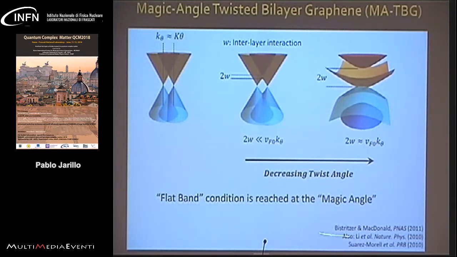Okay, this magic angle term was coined by Bistritzer and MacDonald, and they calculated that the magic angle for the case of bilayer graphene, graphene on top of graphene, would be 1.1 degrees. There was some earlier calculation and also some experiments showing that at this angle, something interesting would happen. Okay? Now, this was sort of a cartoon. Let me show you an actual calculation of how this happens.